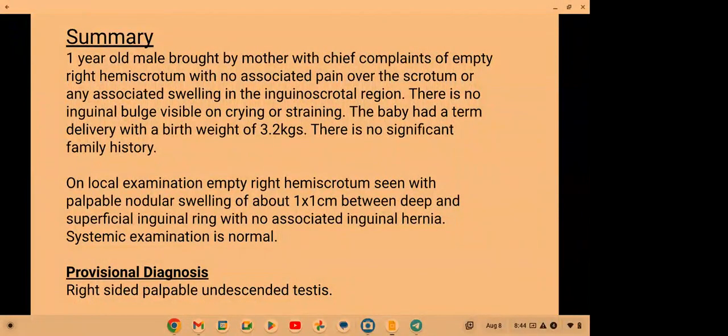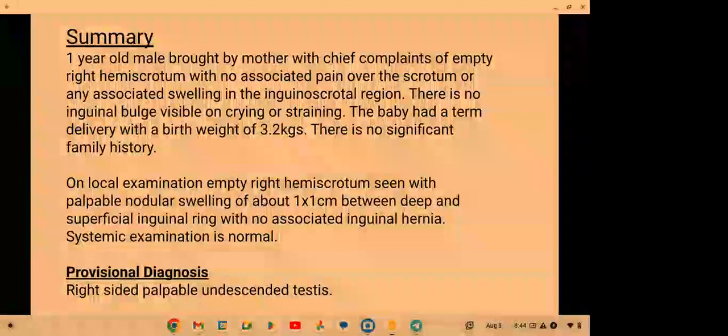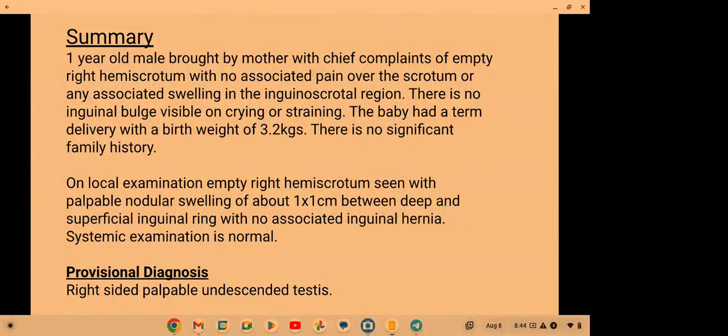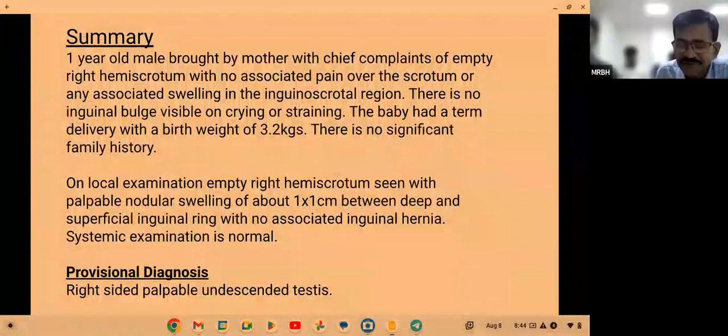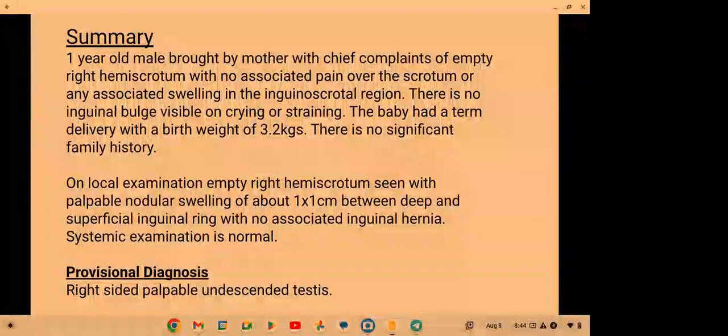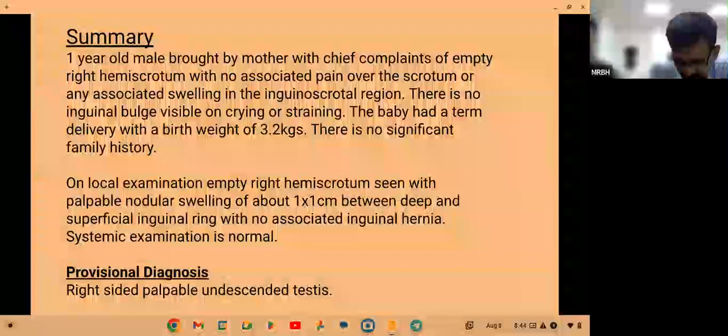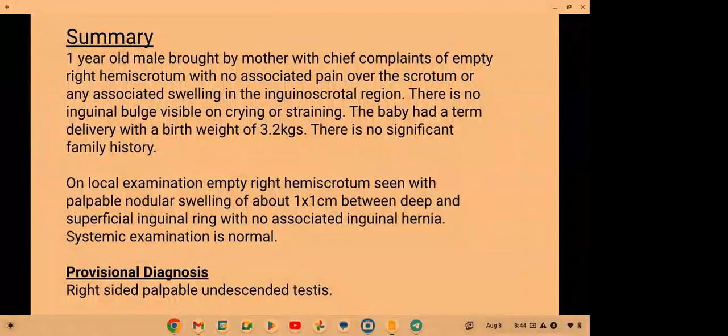Ma'am, we can do a Fowler-Stephens procedure. No. That part is gone. You have left that ship, it has already sailed. You are close to the superficial ring. Try to understand. At this point, you may not divide. Fowler-Stephens has its own complications, a 50% chance of atrophy. Ma'am, we can do it laparoscopically.